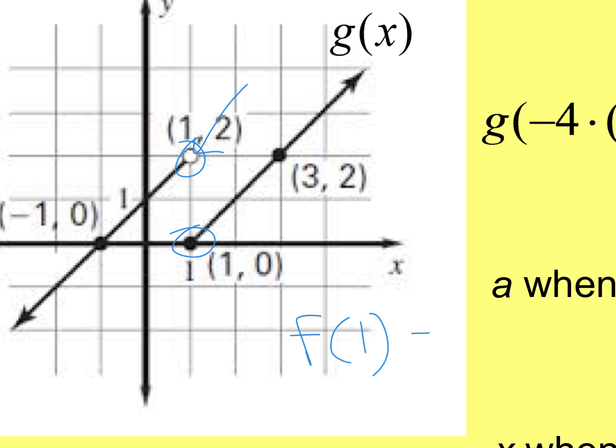So if I just asked you what's f of 1 here, what would the answer be? 0. Would you agree that 1 comma 0 is what that means? And look, I've got a point at 1 comma 0. See? All right.